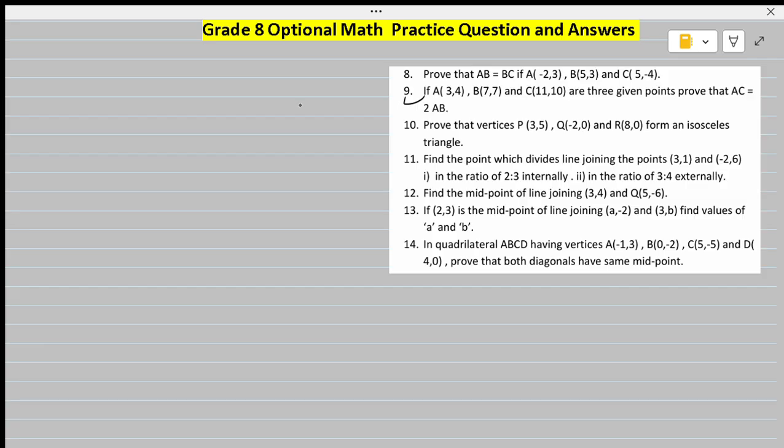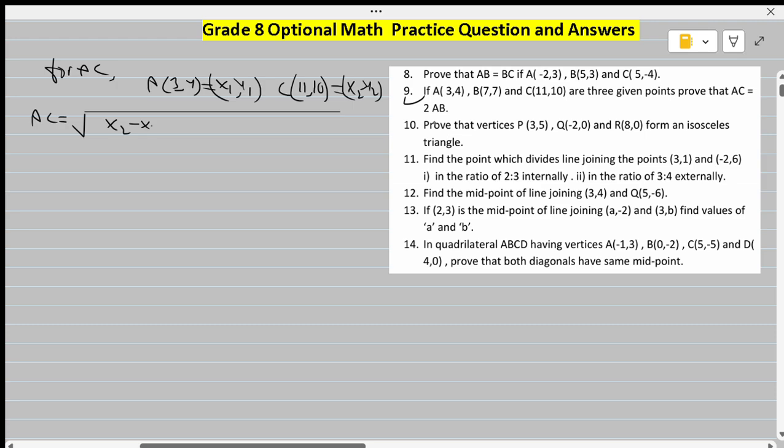In number 9, this is very similar to it. Here the coordinates of A, B, C are given, and we have to prove AC equal to twice AB. So what we have to do here: first we find the distance of AC, then we find the distance of AB. So for AC, the A coordinate we have is 3, 4, which we consider x1, y1, and the C point we have is 11, 10, which we consider x2, y2. So we go for finding the distance of AC, and the same formula we apply here.